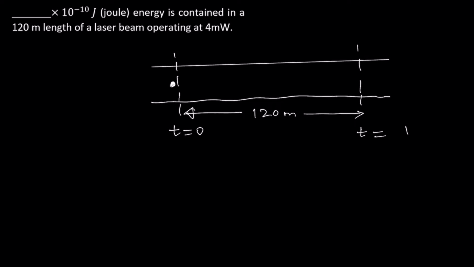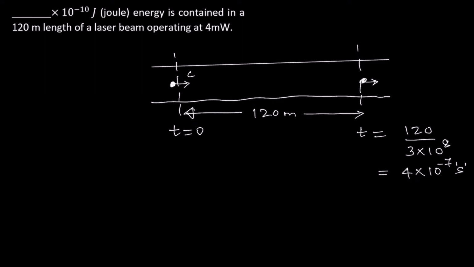Distance is 120, and speed here is the speed of the photon. We know these photons travel at a very large speed, which is 3 into 10 to the power 8. So we have the time here. What is the time? I think we can write 4 into 10 to the power minus 7 seconds. In this time the photons will reach the other cross section.